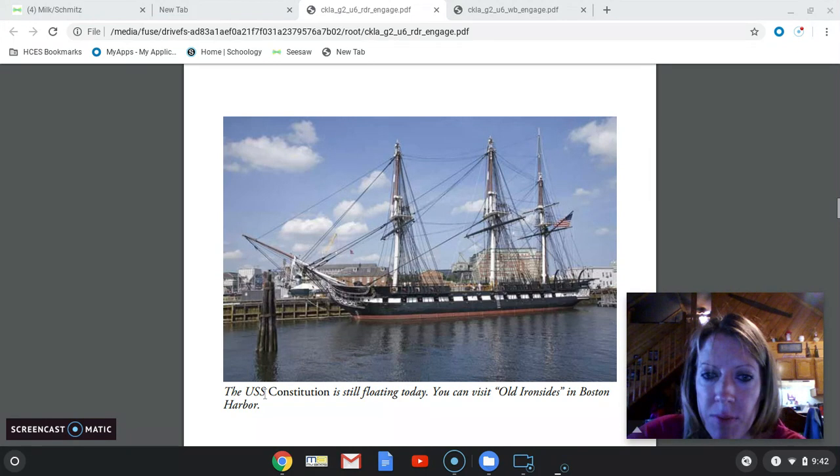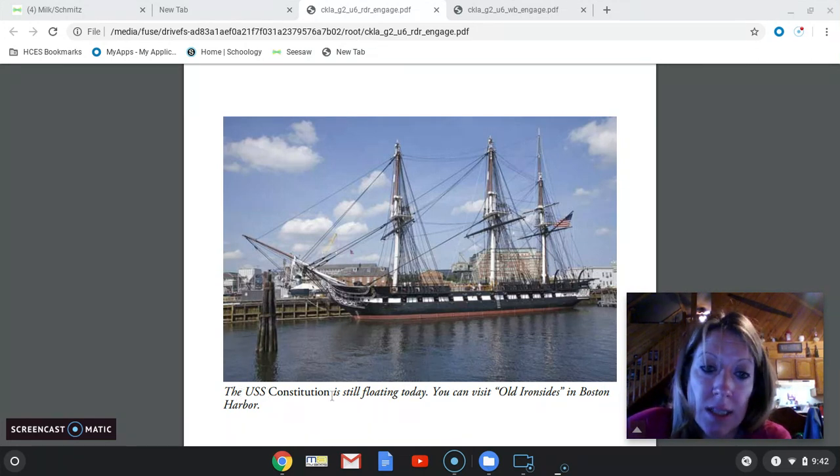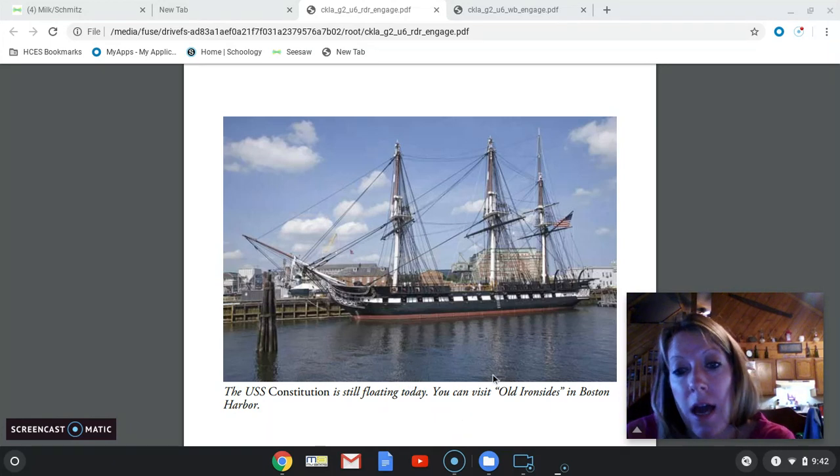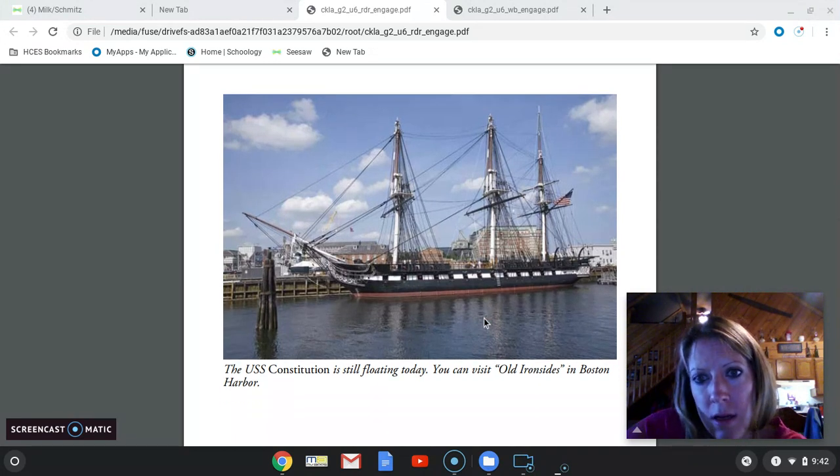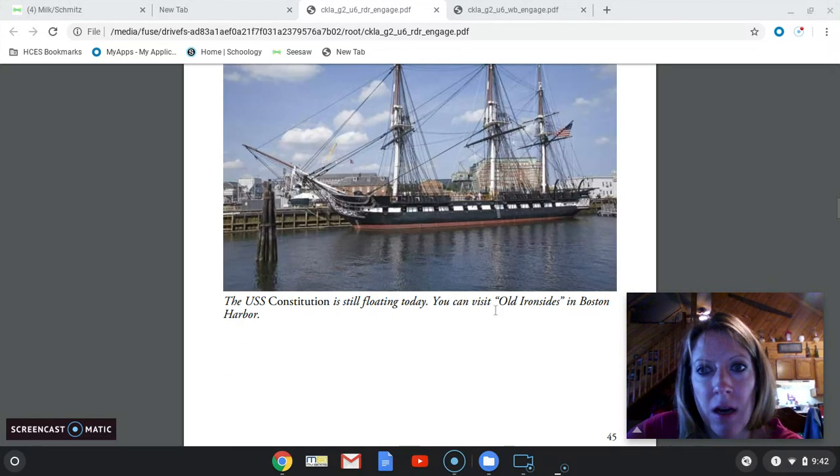We talked about this yesterday, but yes, if you ever go to Boston, Boston is right on the Atlantic, and there's Boston Harbor. You will see the USS Constitution still floating today, and you could visit Old Ironsides. You could take a tour, you could go inside, and just see what it looks like. They have it obviously fixed up, but they tried to keep it as original as possible so that you could see what it was like. It doesn't fight any more battles, but it's there, kind of like a museum for you to see a bit of our history.